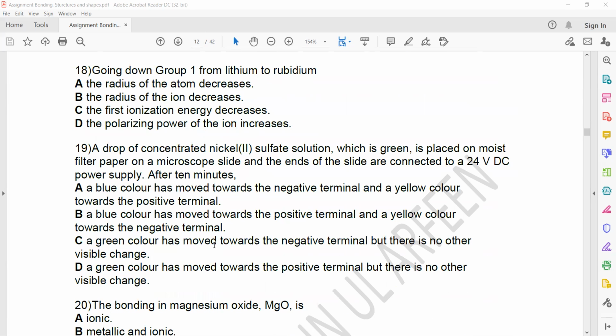In question 18, going down from lithium to rubidium, what happens to the radius? The radius decreases, that's wrong. The radius of the ion decreases, that's also wrong. First ionization energy decreases. Why? When you compare lithium and sodium, as the size is increasing, it will be easy to remove an electron as it is far away from the nucleus. So C is the right answer. Polarizing effect increases? No, it decreases.